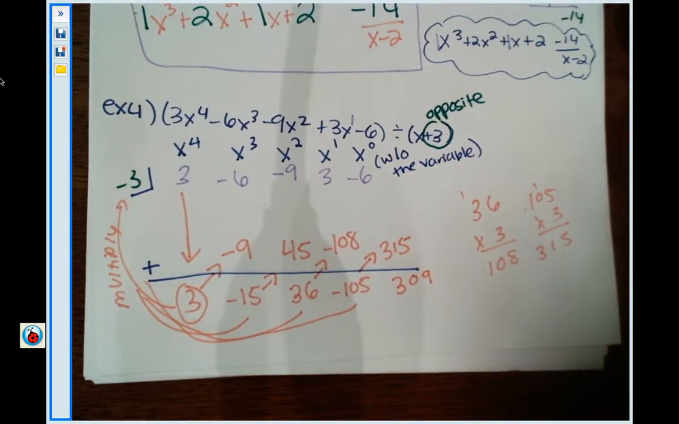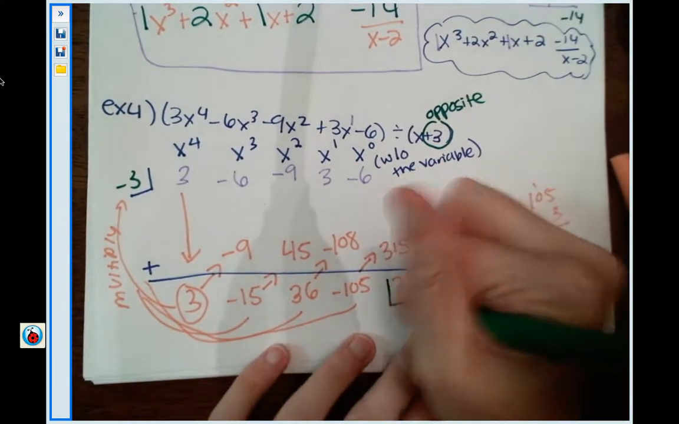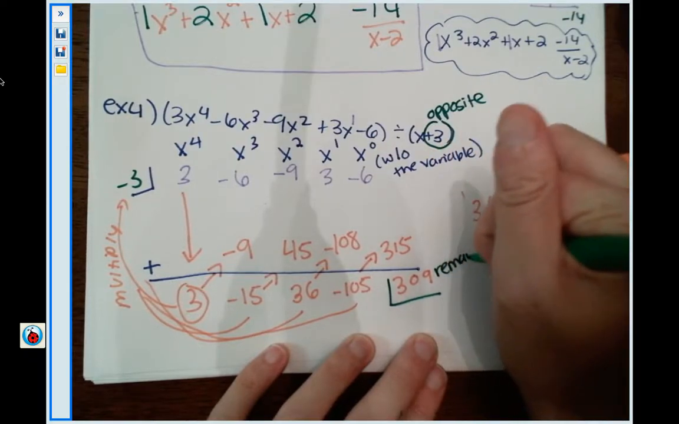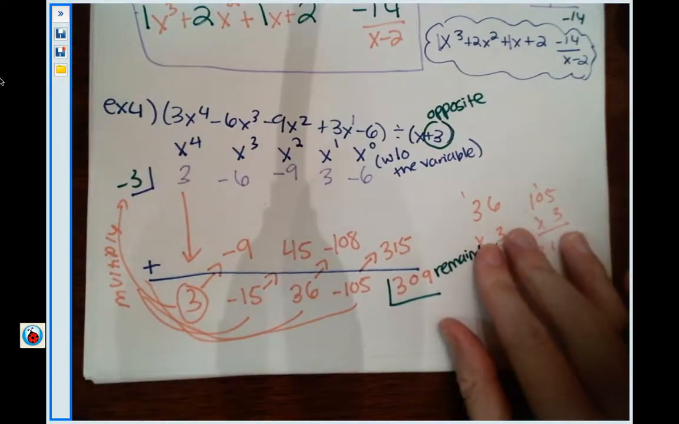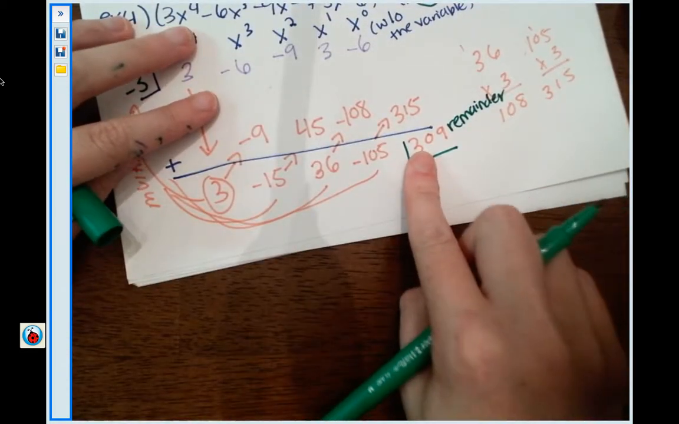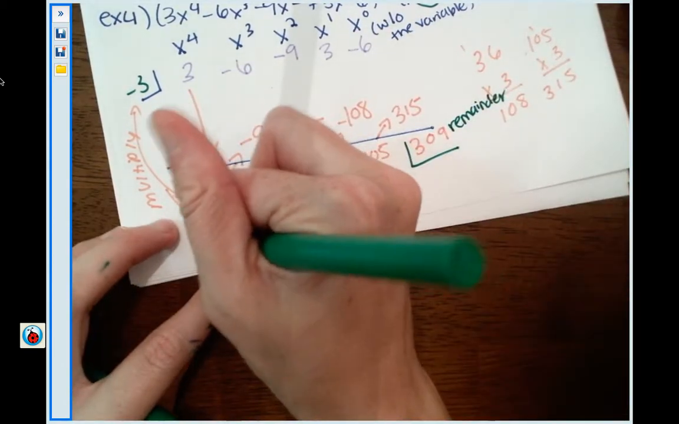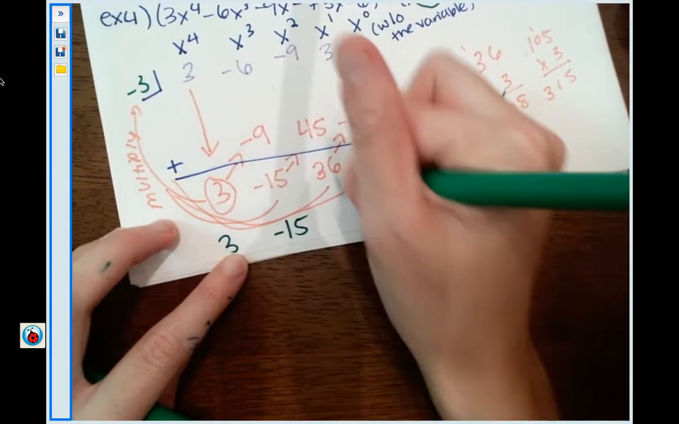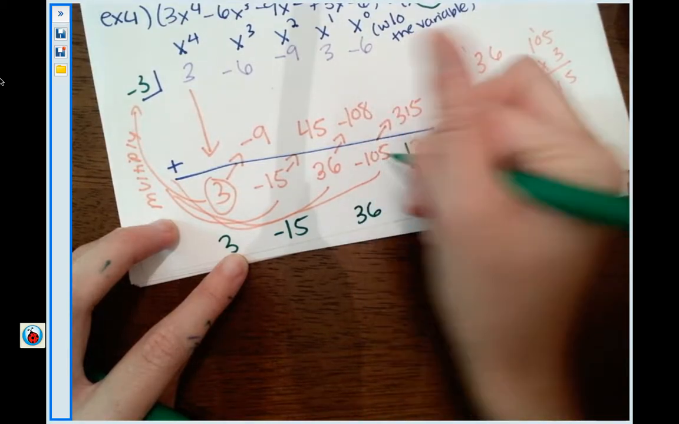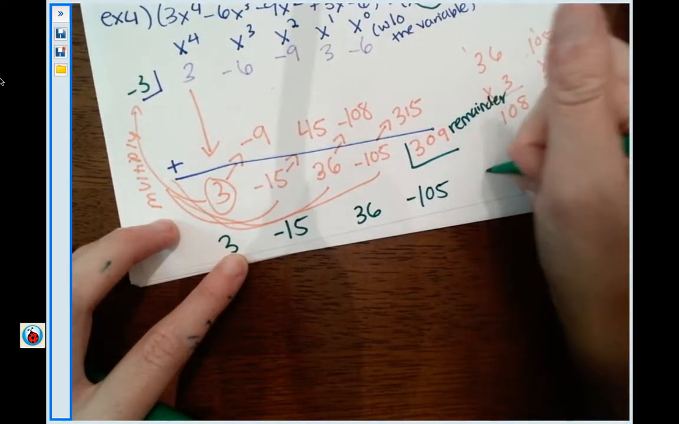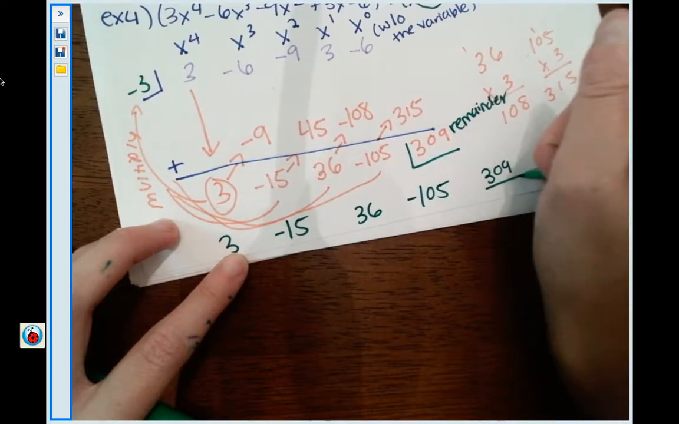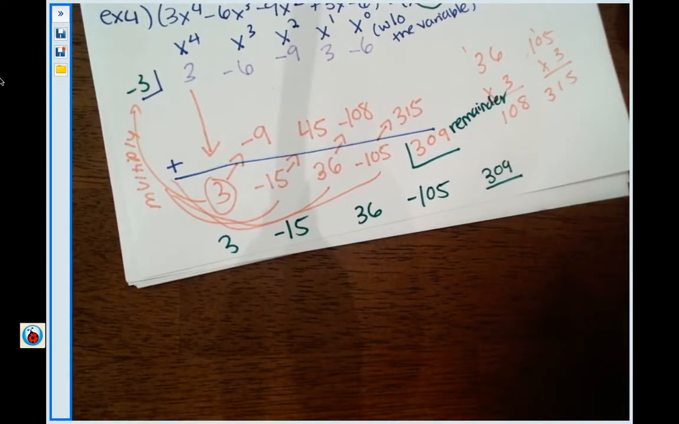Alright, guys, and for our final answer, this is always our remainder. I like to box it off. Remainder. So for my final answer, I'm going to rewrite these numbers. These are the coefficients of my answer. So I have a 3, a negative 15, a positive 36, a negative 105, and this is my remainder, which I know will go over something, so I'm going to get it set up.